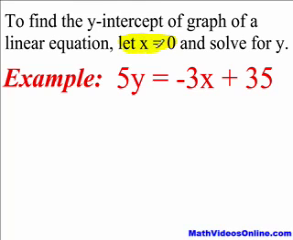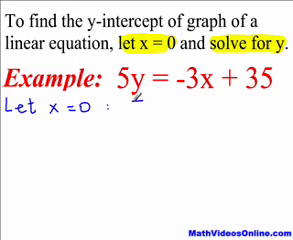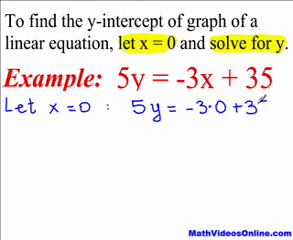In a similar way, to find the y-intercept, let x be 0 and then solve for y. In this example, first replace x with 0. This leads us to 5y equals -3 times 0 plus 35. And then solve for y.